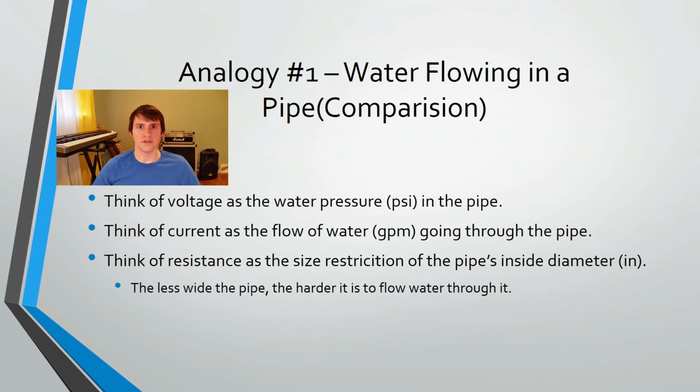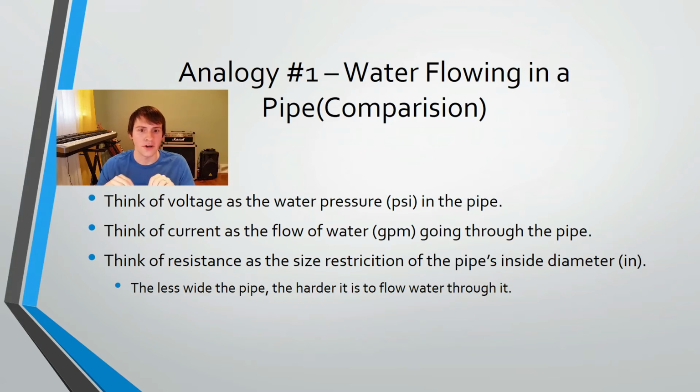I prepared a couple analogies for you to help you understand electricity better. The first analogy or comparison is water flowing in a pipe. If you imagine there's a water pipe and there's water flowing through it, you can think of the voltage as the water pressure, or the pounds per square inch that's actually in the pipe. So if you had a pressure gauge on it, you might see 75 psi or 100 psi, and that would be related to electricity as the voltage.